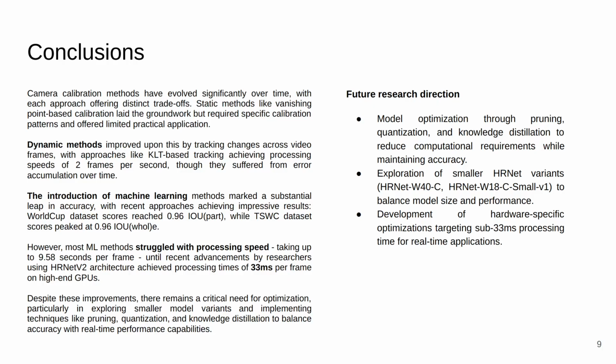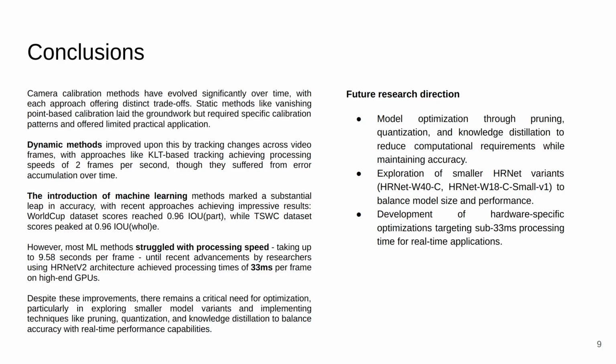In contrast, machine learning methods have shown remarkable improvements. We have seen accuracy scores as high as 0.96 IoU, a level of precision that was unthinkable with traditional approaches. These systems can handle varying lighting conditions, partial field occlusions, and different camera angles, situations that would completely confound traditional methods. However, this is important. These improvements come at a cost: significantly higher computation requirements. This brings us to the crucial question: where do we go from here?